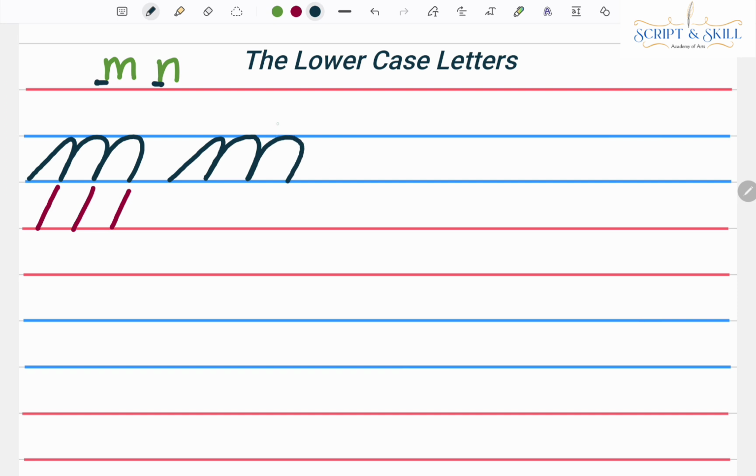Make sure it's not a square. Let's check if it's a square. Yes, it is a square. So take your time and write the letter M. You can make a tiny curve here so that it connects with the next letter. For instance, when you write mat, M, A, and then you write T.